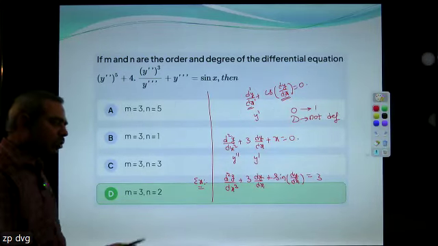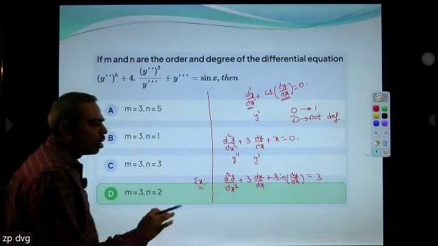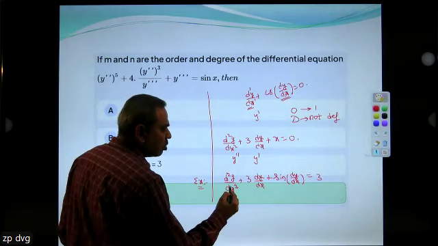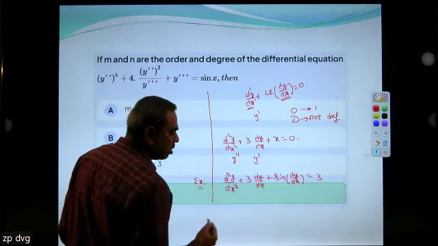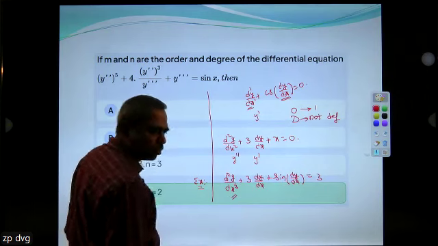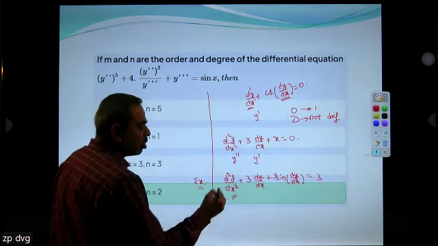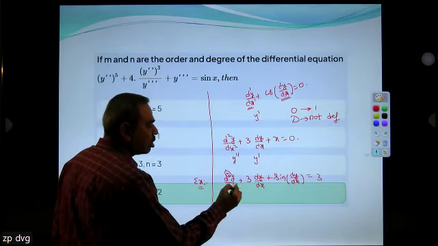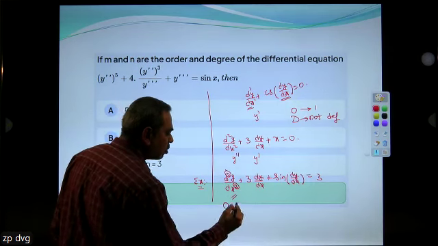So for this differential equation, order is defined. Now tell me here, d square y by dx square is there, dy by dx is there. What is the highest derivative? d square y by dx square. So this is said to be the order. So order is 2. So the order for this differential equation is 2.